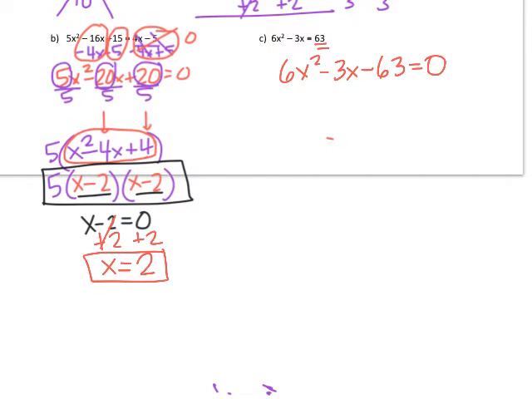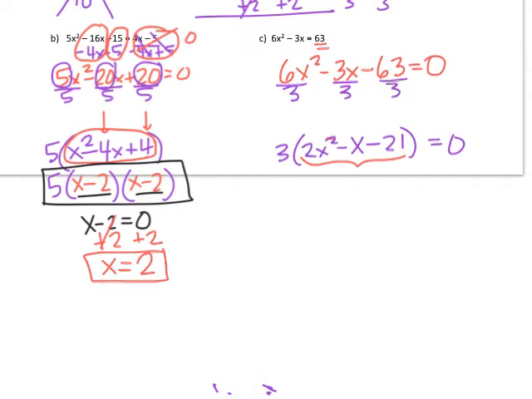Remember, we have to set it to 0 so that it's an equation. And it looks to me like every coefficient and our constant is divisible by 3. So I'm going to factor a 3 out. 3 divided into 6 is 2. And I'm just going to be left with negative x there because 3 divided by 3 is 1. And that's going to be set equal to 0. Now I have to factor this, okay?